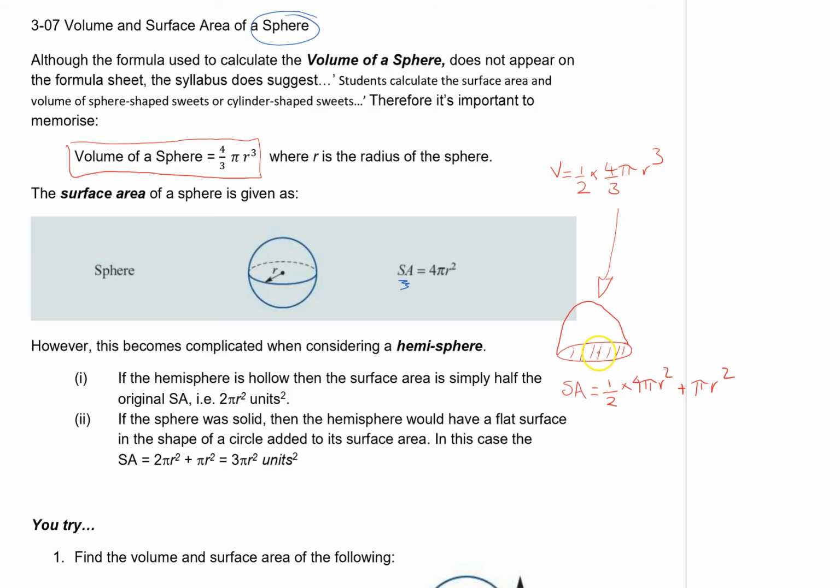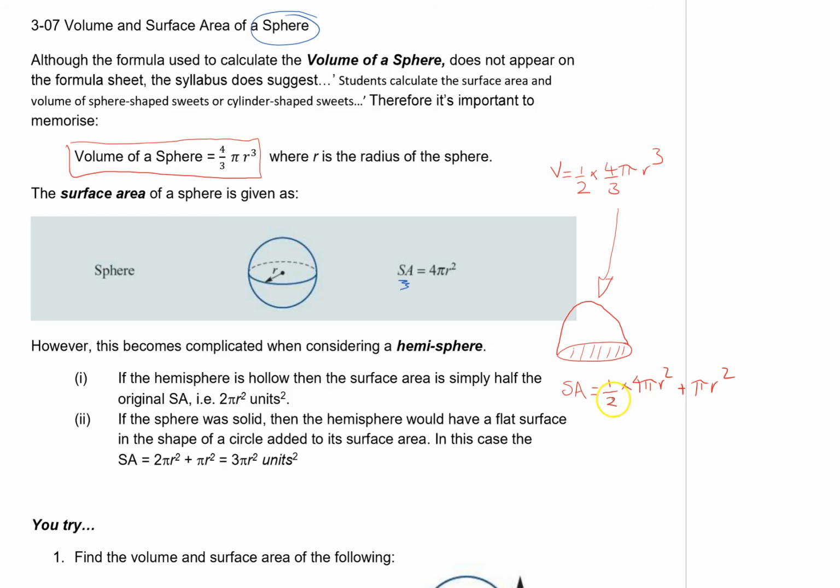If, of course, the sphere was hollow, for example, like a tennis ball, and you've cut a tennis ball in half, then of course you don't have a circular surface, and so you wouldn't include the pi r squared. So you've really got to be thinking exactly about the wording of the question and adapt the formula or the formulas to suit the description given in the question.